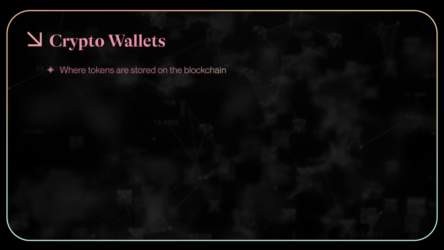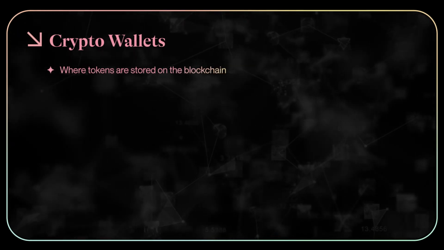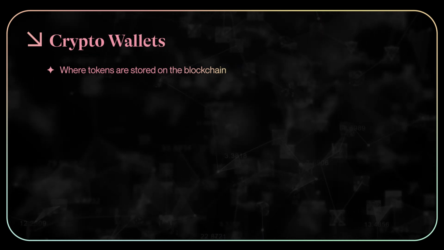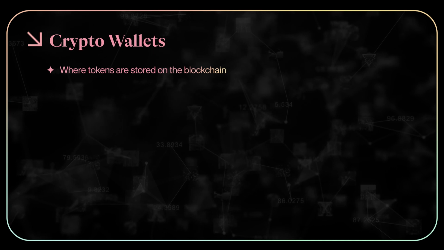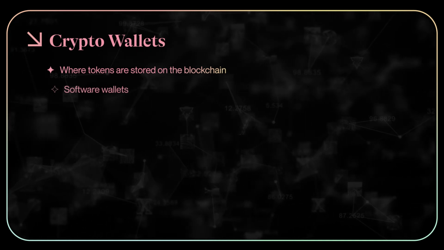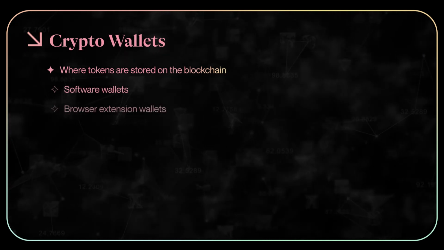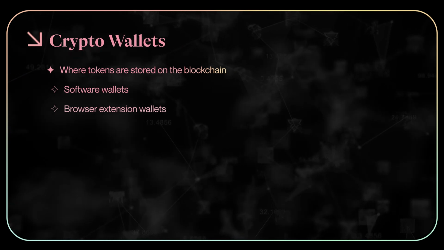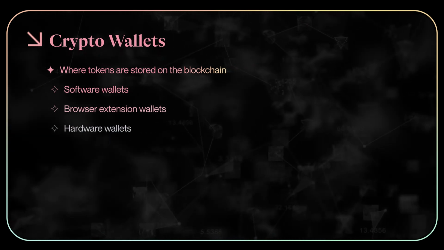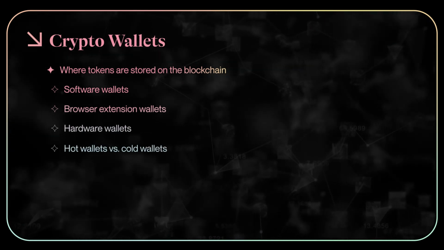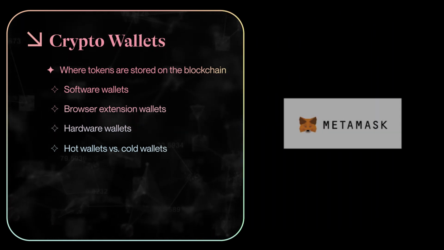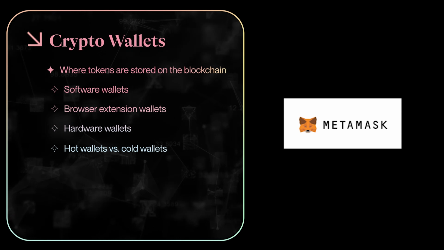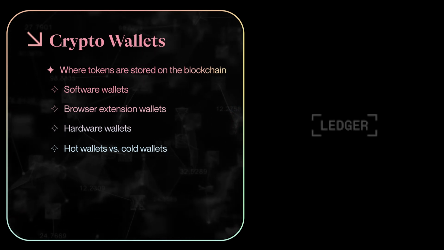Crypto wallets are where your tokens are stored within the blockchain, and they come in a range of different formats. There are software wallets, there are browser extension wallets, there are soft wallets and there are hard wallets, there are hot wallets and there are cold wallets. One example of a browser-based and mobile software wallet is MetaMask. An example of a hardware wallet is Ledger.